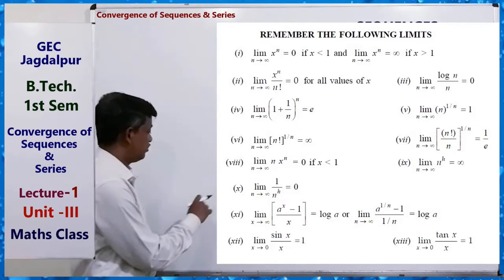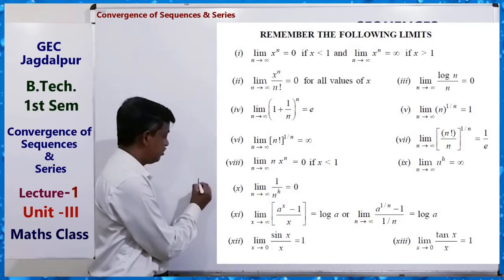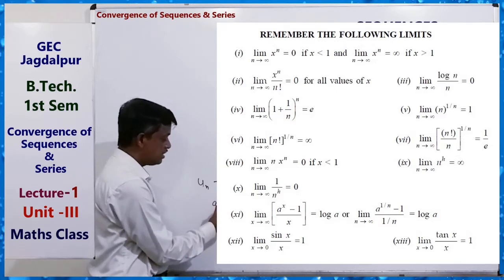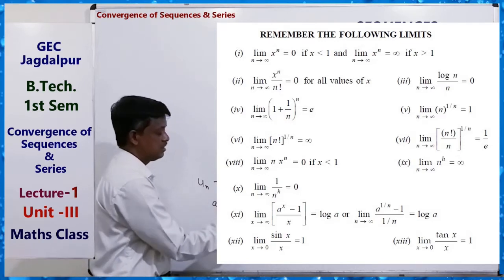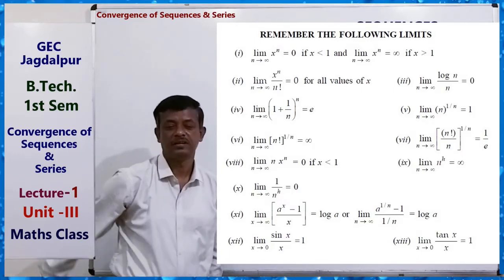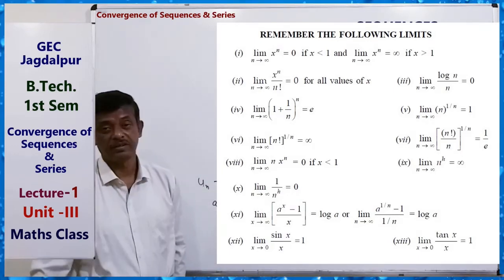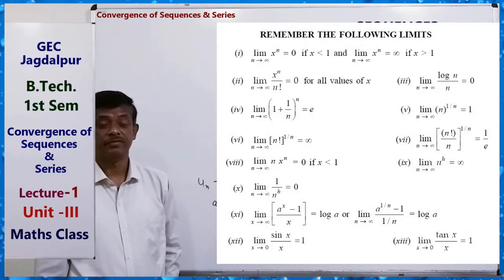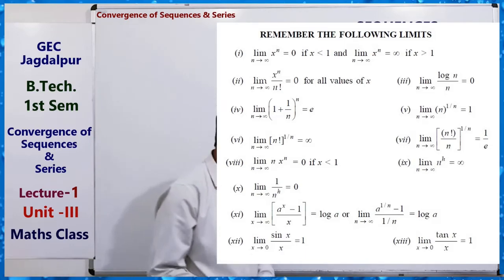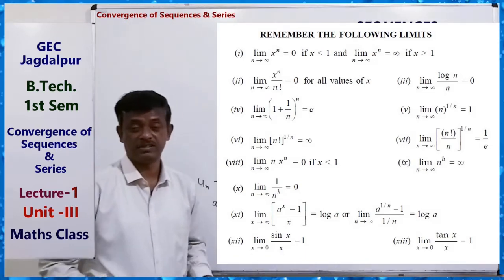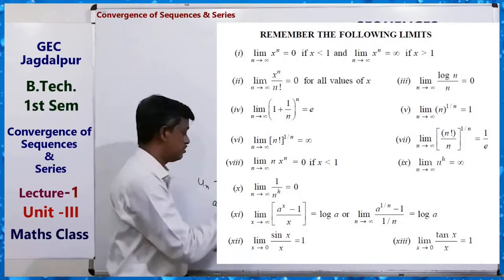Whether we are trying to find the limit of an nth term, that means what? Limit as n tending to infinity. Always as n tending to infinity. Okay, so these are the special limits. Remember these limits, always very useful for solving infinite series, finding the nature of the infinite series, whether convergence or divergence. These limits are very useful.